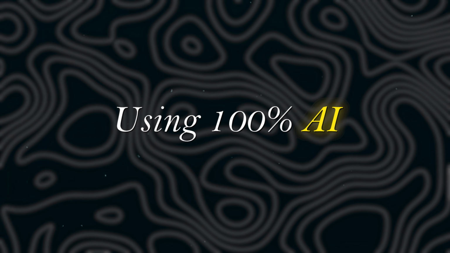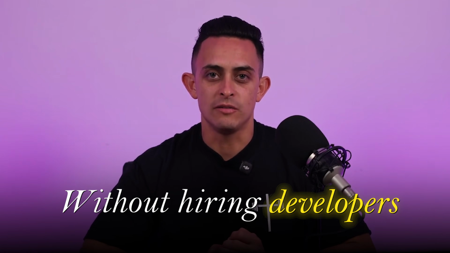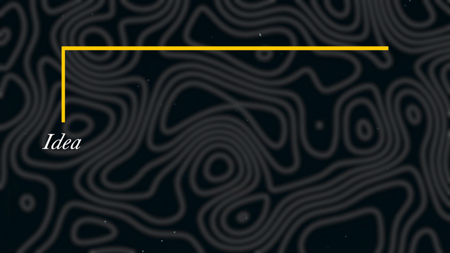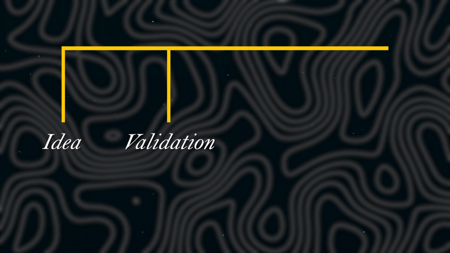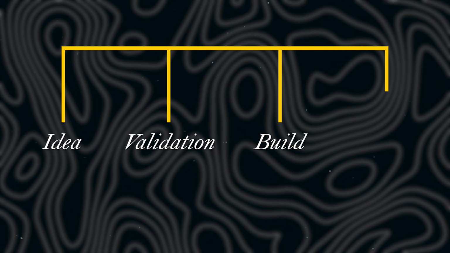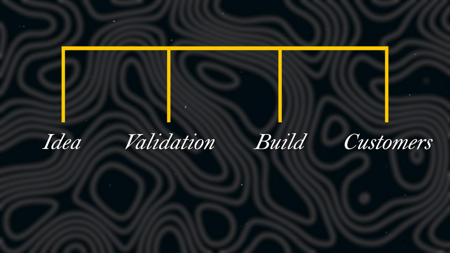So in this video, you are going to watch me build an entire social media software using 100% AI, without writing a single line of code, without hiring developers, and without any technical experience. We are going to find a profitable software idea backed by real market data, validate that real creators and businesses will actually pay for it, build the entire thing using copy and paste prompts, and create a full marketing plan to start landing paying customers immediately.